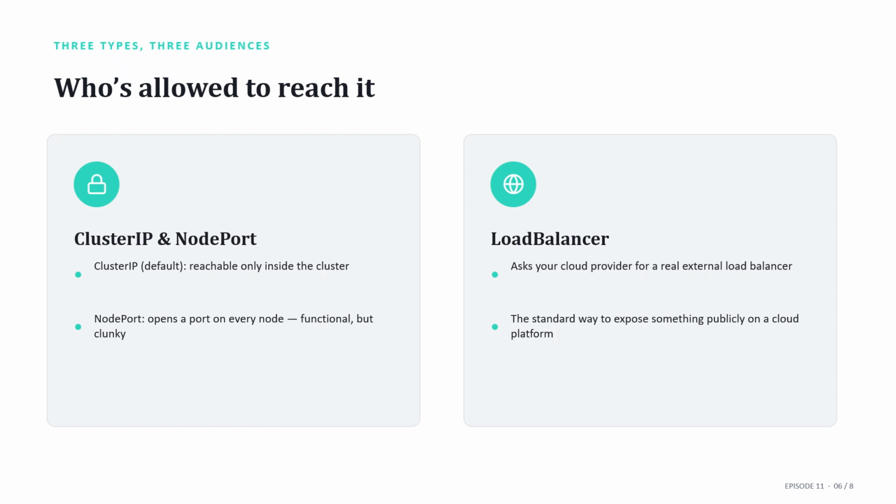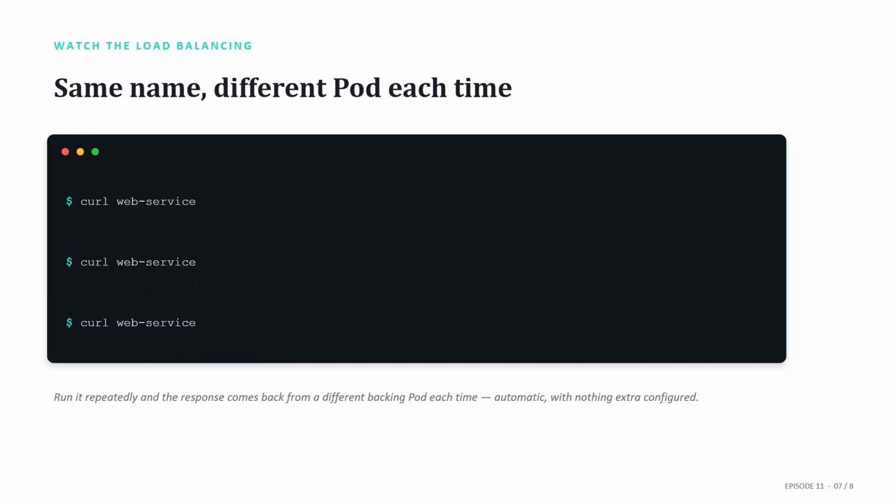Let's watch it work. Curl the service's name from inside another pod in the cluster, run it several times in a row, and the response comes back from a different backing pod each time. That's the built-in load balancing happening automatically, with nothing extra configured.